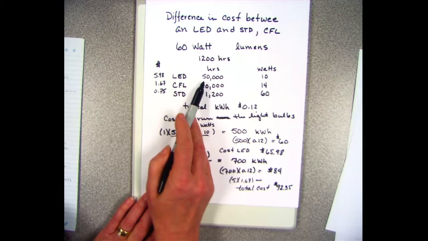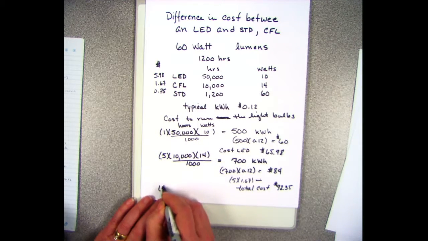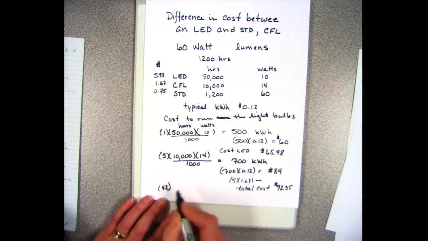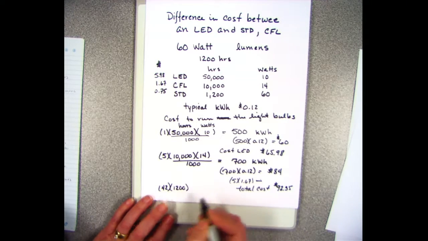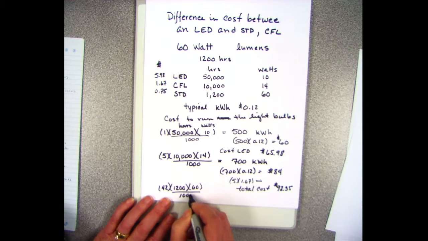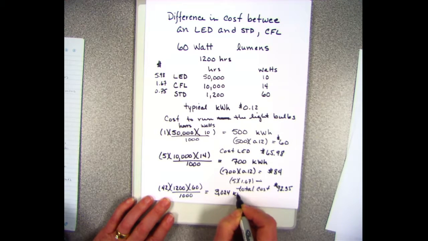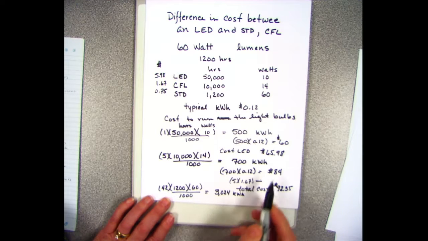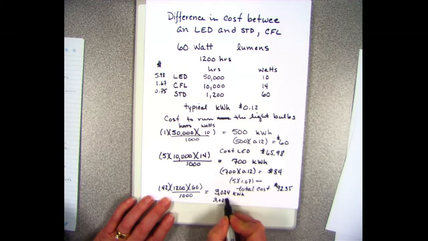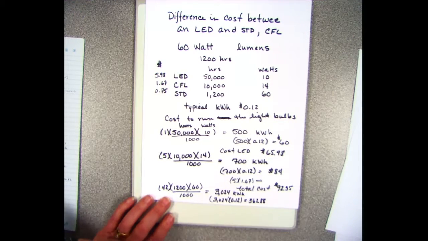To get 50,000 hours for my standard, I'm going to have to do 42 of them at 1,200, and it's going to be 60 watts, so I have to divide by 1,000. This takes 3,024 kilowatt hours. If I multiply that times my 12 cents, it gives me $362.88.